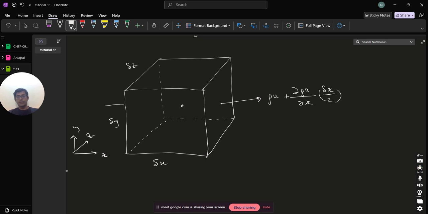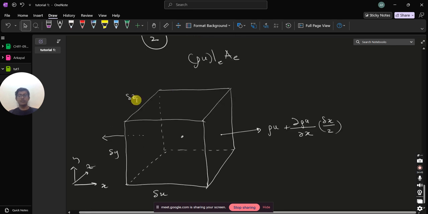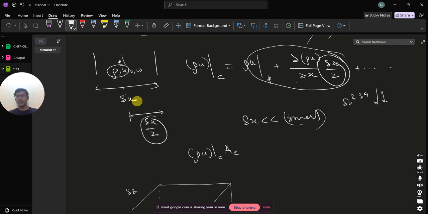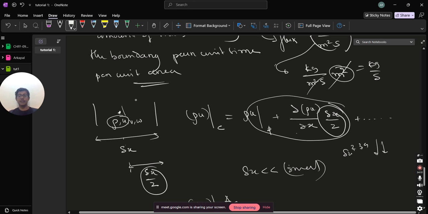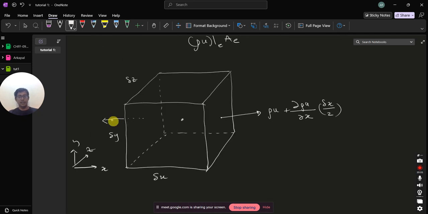What will be the flux on this side? This is the same thing, but the difference is that instead of multiplying with delta x by 2, we will multiply it with minus delta x by 2. Because it is in the negative x direction, right? So this is the negative x direction, and the other is the positive x direction. So that's why we have a negative sign here, and this will come out to be rho u plus dou rho u dou x times minus delta x by 2.